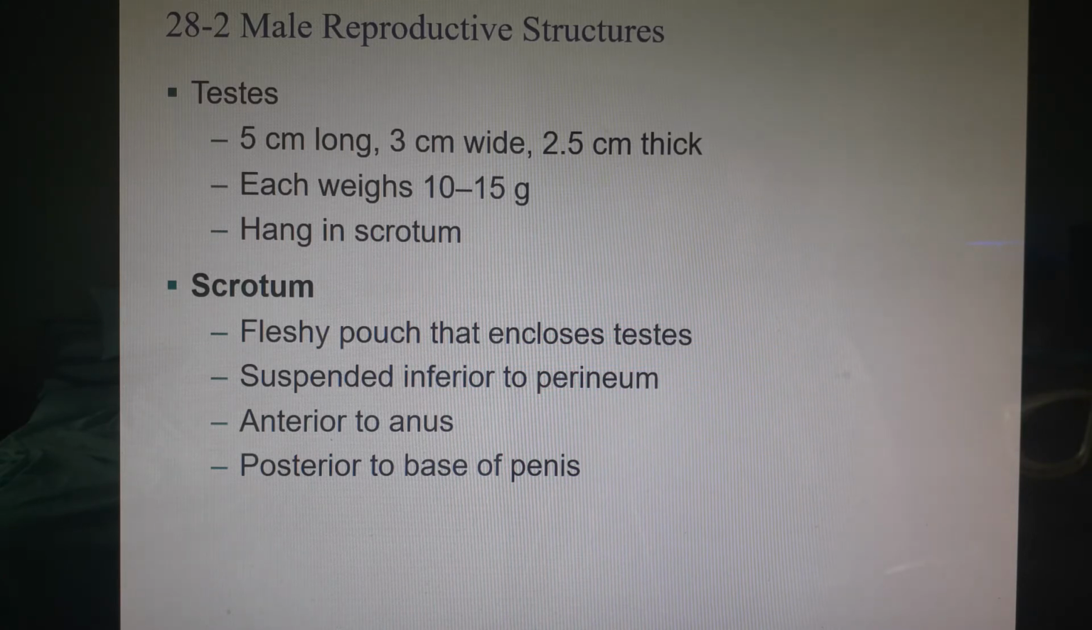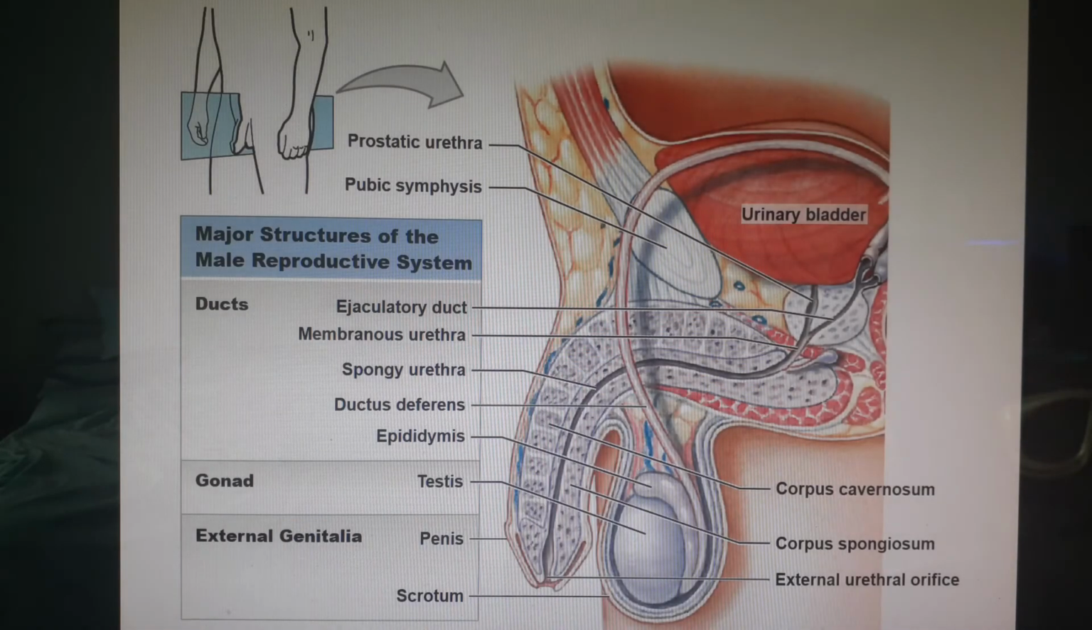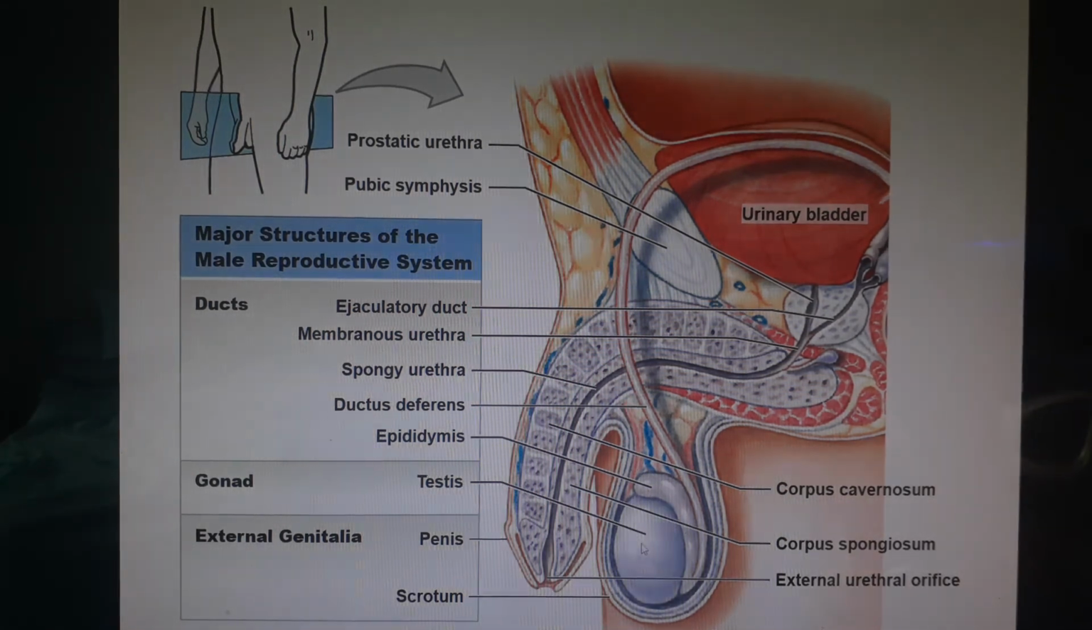So the scrotum is a fleshy pouch that encloses the testes, and it hangs them down underneath the perineum. It's in front of the anus, but posterior to the base of the penis. So here, in this diagram, you can see here is the scrotum. And then inside this purple organ here, this big, long, egg-shaped organ here, this is a testis. This is where the sperm development is going to happen. So we're going to develop the sperm in the testes.